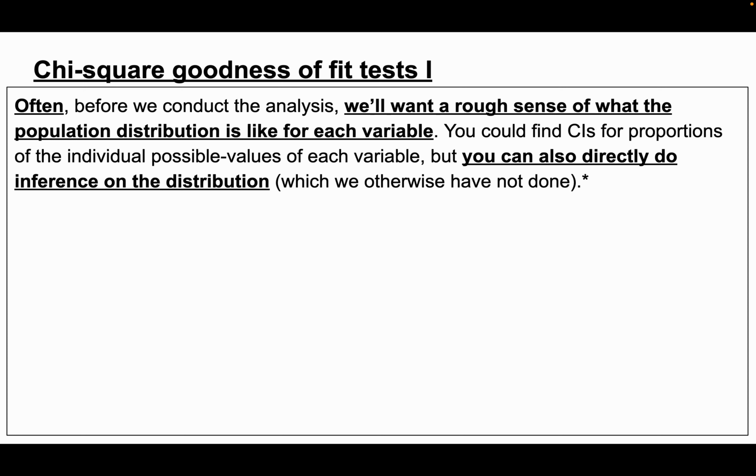Well, a lot of times before we conduct an analysis, we want a rough sense of what the population distribution is like for each variable. You could do confidence intervals for proportions of the individual possible values of each variable, but you can also just do direct inference on the distribution, which we otherwise haven't done. So for instance, if we were to do inference on a variable and see if it were normal or not, we would use what's called the Kolmogorov-Smirnov test. That test is really interesting, but it's one that we haven't learned how to do. So far we haven't actually done inference on entire distributions. It's a little complicated with quantitative variables. With qualitative variables, it's actually relatively straightforward. Doing the chi-square goodness of fit test is one way to do that.